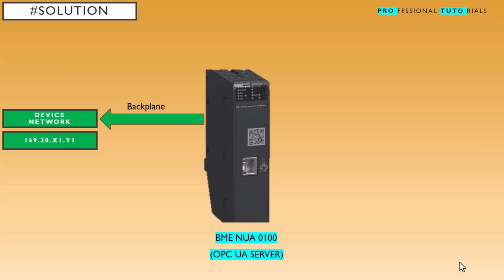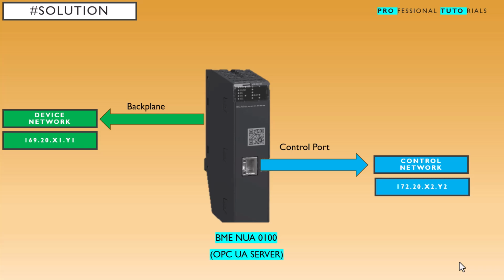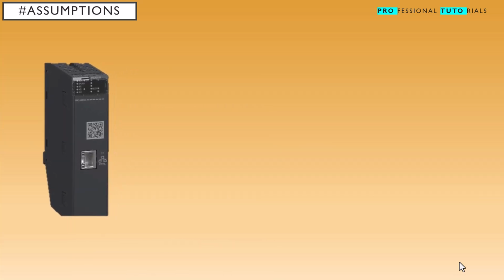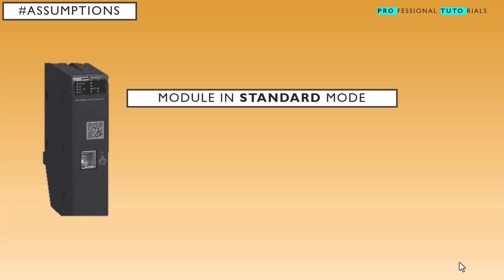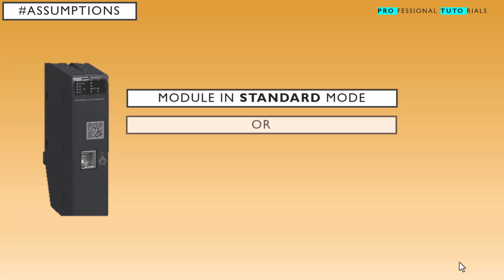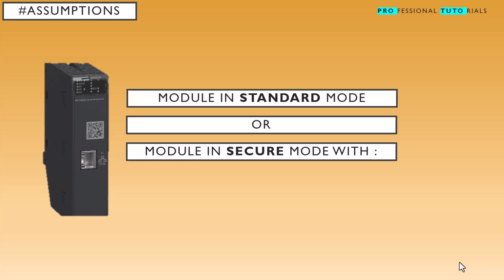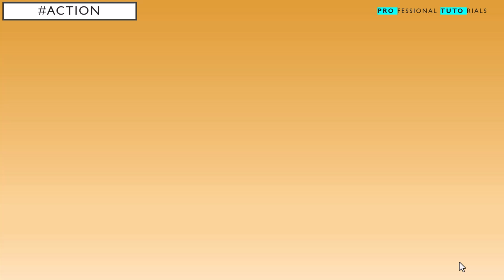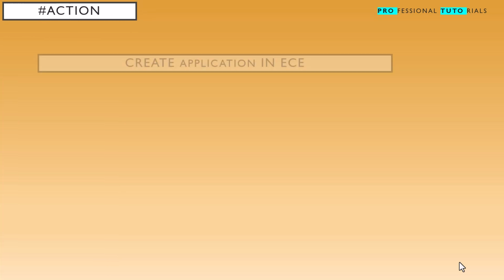For example, the backplane IP is in the range of 169.20, and the control port IP is in the range of 172.20. In this tutorial, we will assume that the BMENUA0100 module is in standard mode, or, if it is in secure mode, the service forwarding all is enabled, and also the service IPsec is turned off. After this introduction, let's move on to the tutorial.